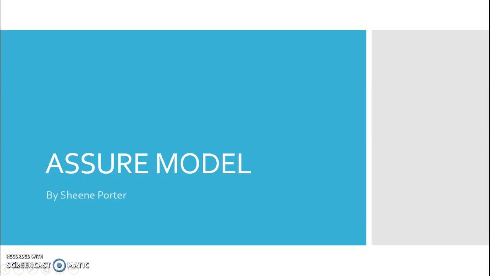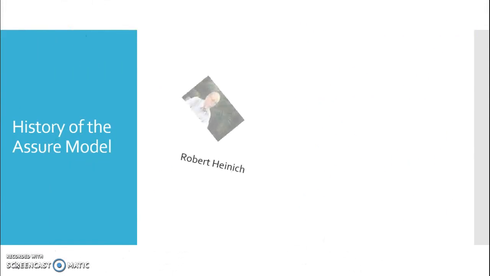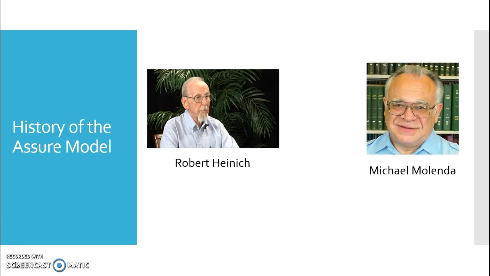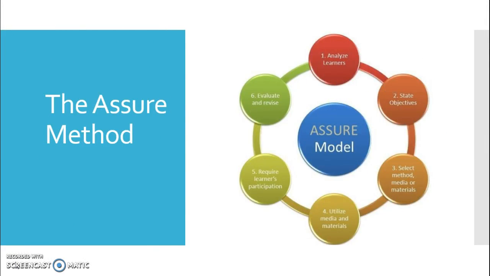Today we will be taking a look into the Assure model. The Assure model was developed by both Robert Heinich and Michael Molenda in 1999. The Assure model is an instructional model for planning a lesson and helps understand technologies that will enhance it. It is a well-known instructional design guide using a constructivist perspective which integrates multimedia and technology to enhance the learning environment. Assure is an acronym that stands for various steps in the model.